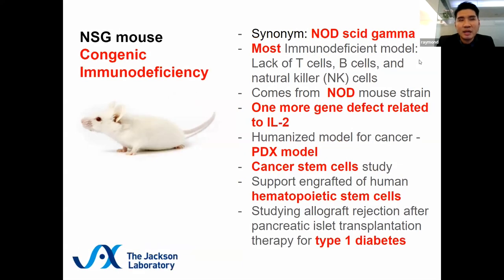And last but not least is the NSG mouse. NSG mouse is also known as NOD SCID gamma. This is the most immunodeficient model by far. They are lacking in T cells, B cells, as well as NK cells. So it is ideal for humanized models for cancer, such as PDX models, and supports most xenograft work.